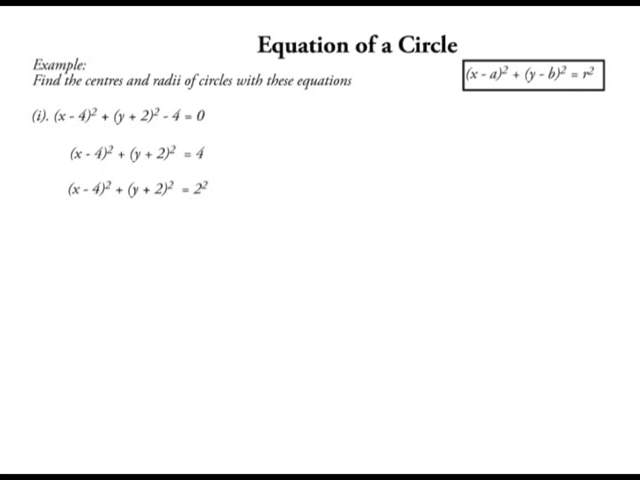Then x minus a relates to x minus 4, and if we complete that, you'll find a is equal to 4. y minus b relates to y plus 2. If you complete that, b is negative 2. So the center of the circle is at (4, negative 2), and the radius is 2 units.